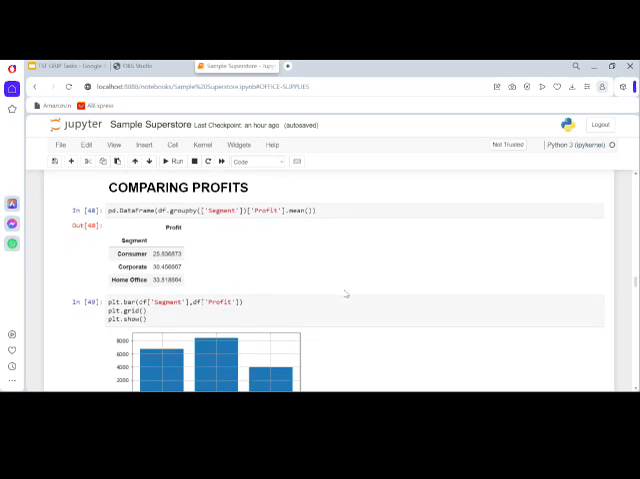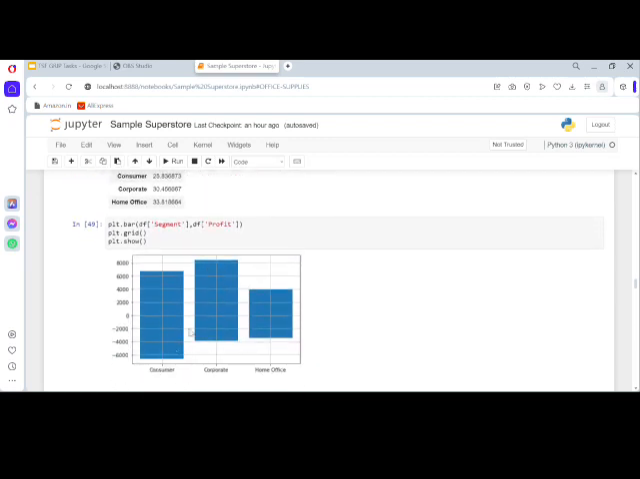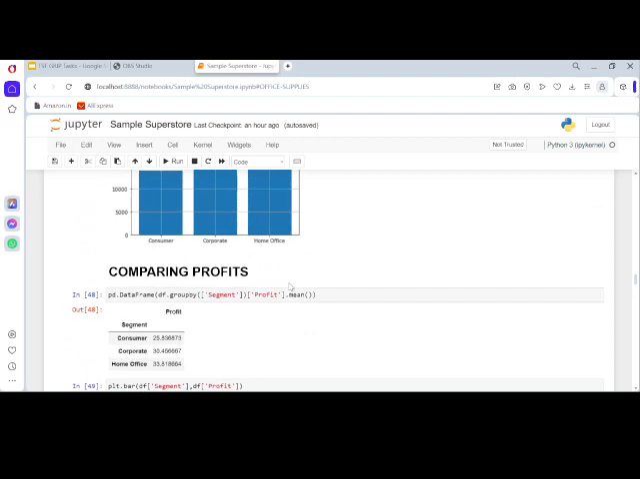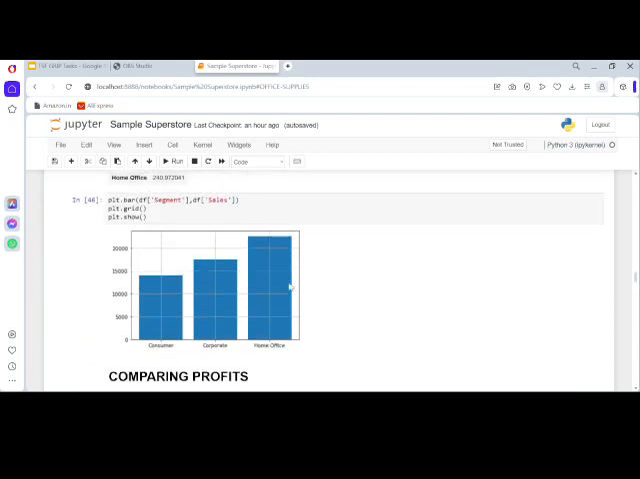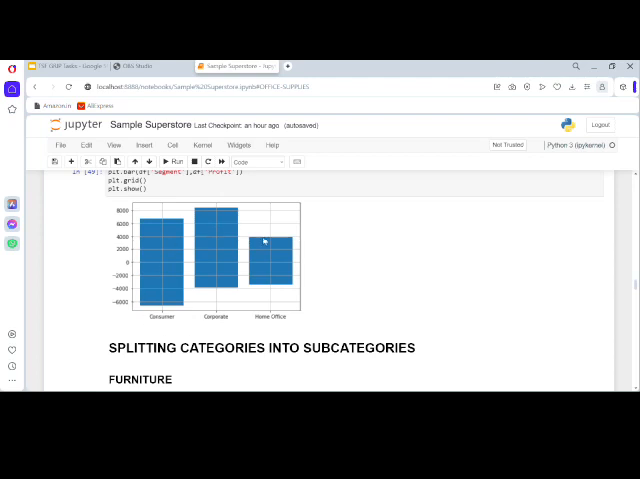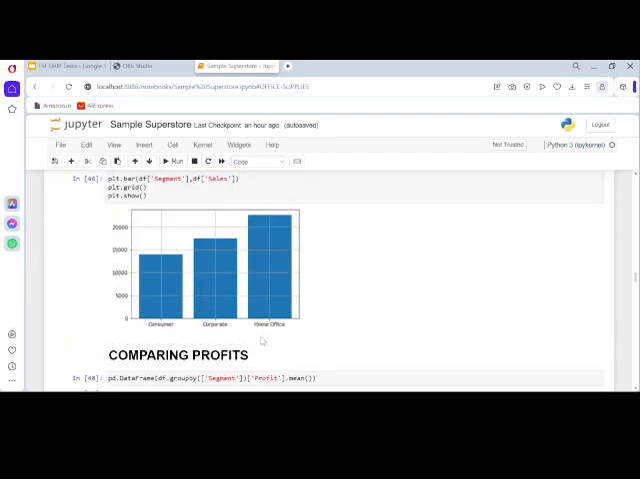If we compare the profit, the one who gave us the most profit is the corporate. Since the superstore has mostly supplies from technology and office works, the maximum profit is generated from the corporate world. So we need to increase the sale of the corporate.